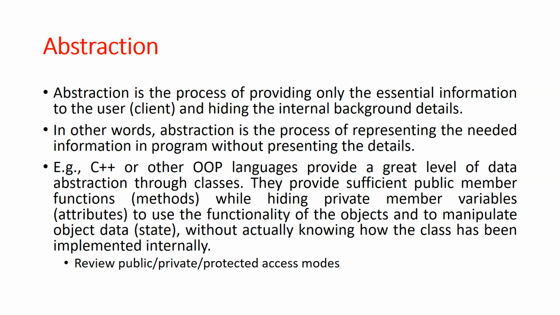In C++ or other object-oriented programming languages, a great level of data abstraction is provided through classes. You are already familiar with concepts such as member functions and member variables, and the access modes such as private, public, protected. Using these access modes and using member variables or functions, basically attributes and methods, object-oriented programming languages such as C++ provide a great level of data abstraction. It means that you can do certain operations without actually knowing how the class has been implemented internally. So some information is hidden from the user, from the client.